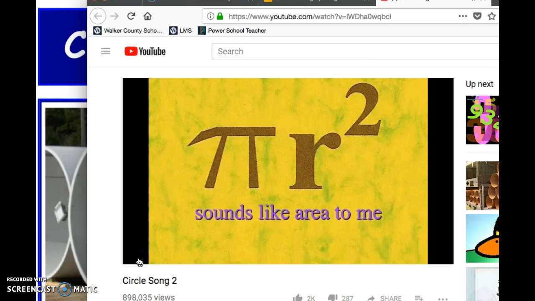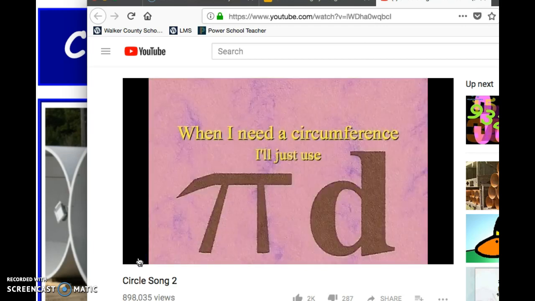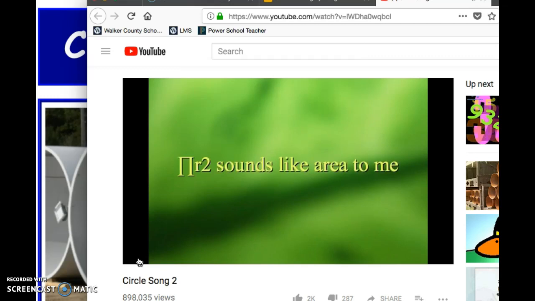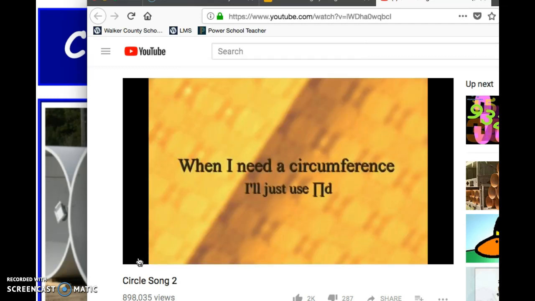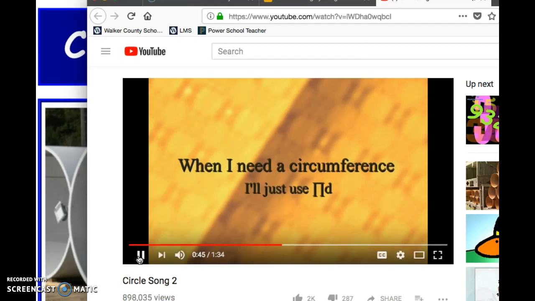Sounds like area to me. When I need a circumference, I'll just use pi d. Pi r squared sounds like area to me. When I need a circumference, I'll just use pi d.